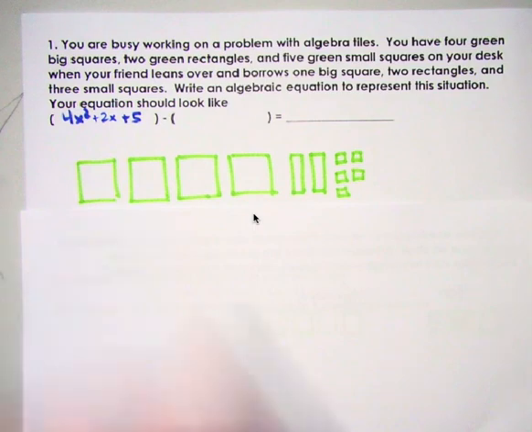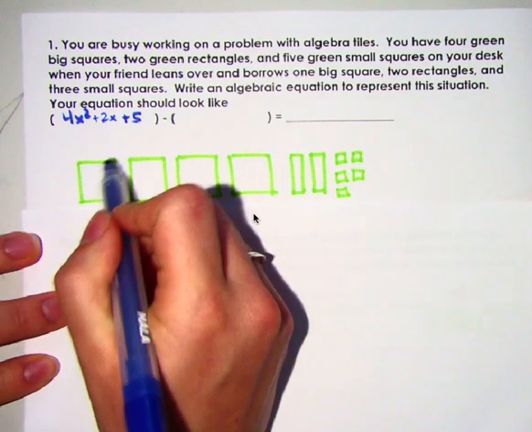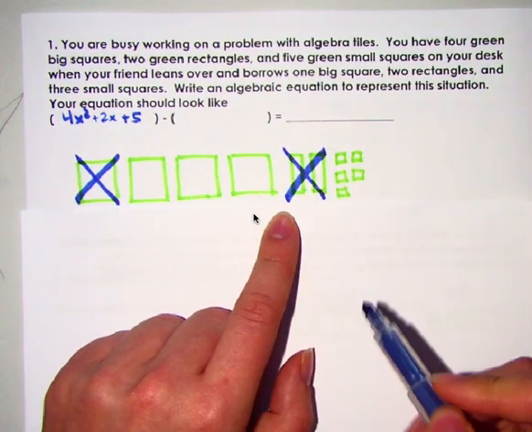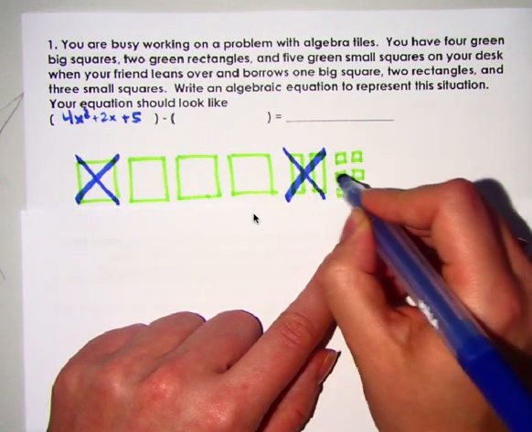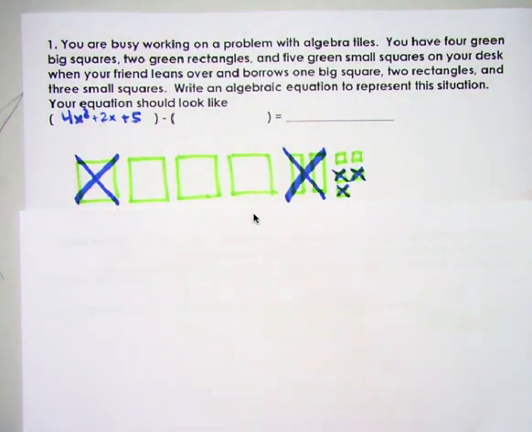All right, and your friend is leaning over and he's going to borrow 1 big square, so he borrows this one, he borrows 2 rectangles, and then he borrows 3 small squares. So let's see what we have left over.